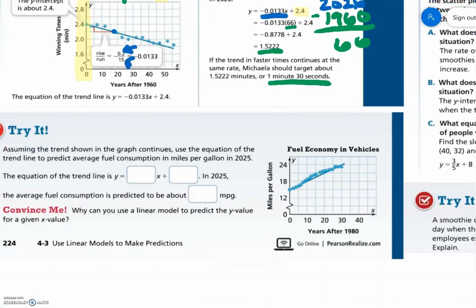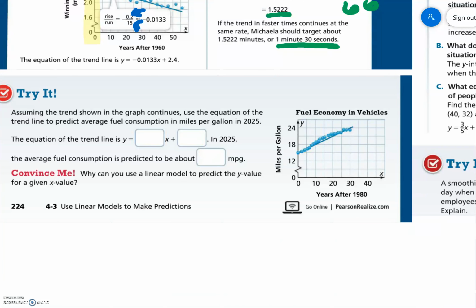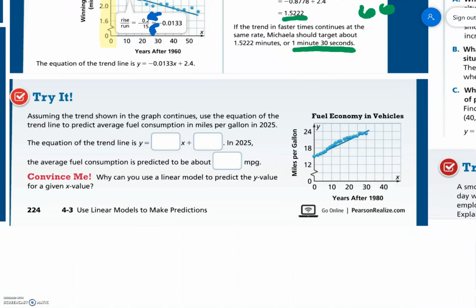Let's try it. Assuming the trend line shown in the graph continues, use the equation of the trend line to predict the average fuel consumption in miles per gallon in 2025. So we are trying to find the m and the b first.